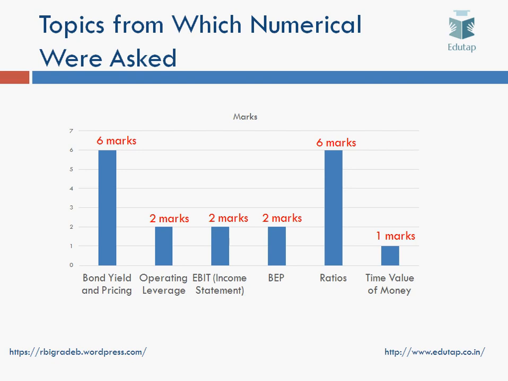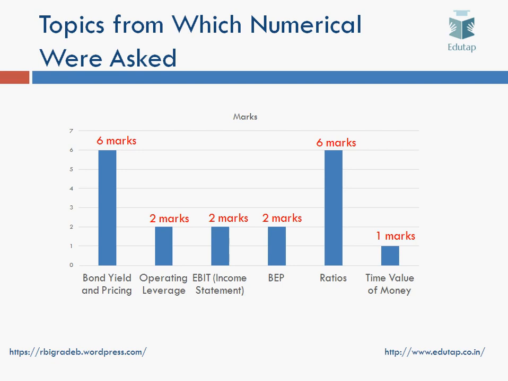From EBIT, which is earnings before interest and taxes, which is a part of the income statement, there was 1 question of 2 marks. By question, obviously we mean numerical. Then there is BEP. BEP means break-even point. There was 1 numerical of 2 marks on the break-even point. Then financial ratios. Yes, I think by now everybody knows that financial ratios contributed around 6 marks worth of numerical in the 2016 RBI Grade B exam.